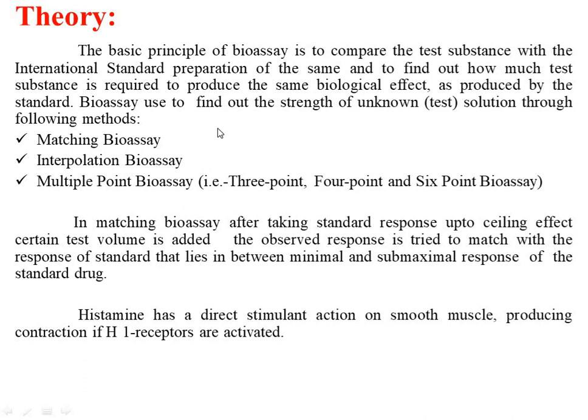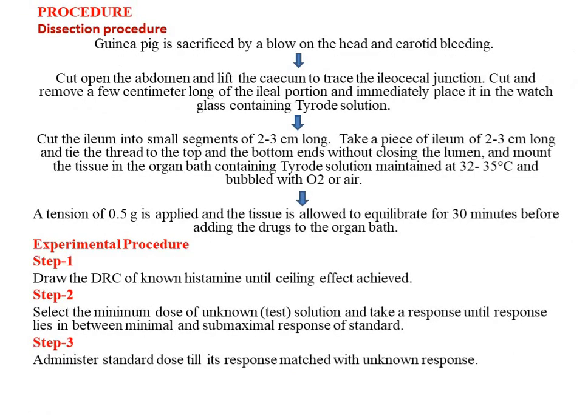And as we are using histamine here, histamine is basically an autacoid and it performs its action on the guinea pig ileum through the H1 receptor. It binds with the H1 receptor in the guinea pig ileum and produces contraction. So this will be the theory part of this experiment.